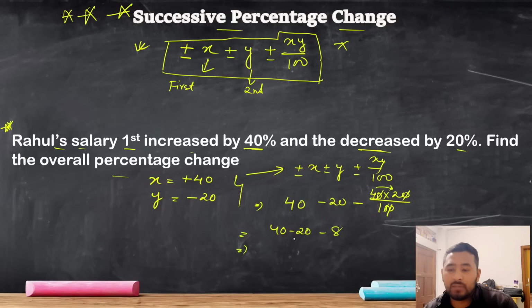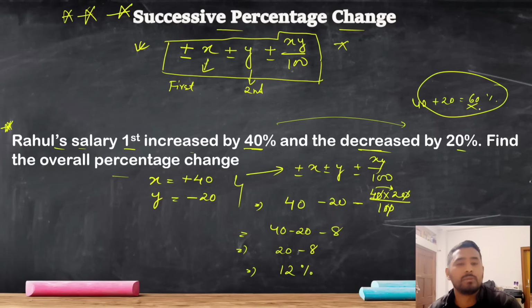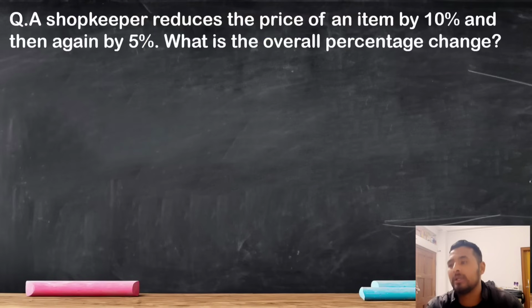Now you'll get how much? 40 minus 20 is 20, minus 8. So you'll get 20 minus 8 is 12%. So the overall change is how much? 12%. But if you would have done 40 plus 20, which comes to 60%, this will be wrong, okay? This will be wrong. This will be the overall change. I hope you're getting the point. Let's see one more question like this only.